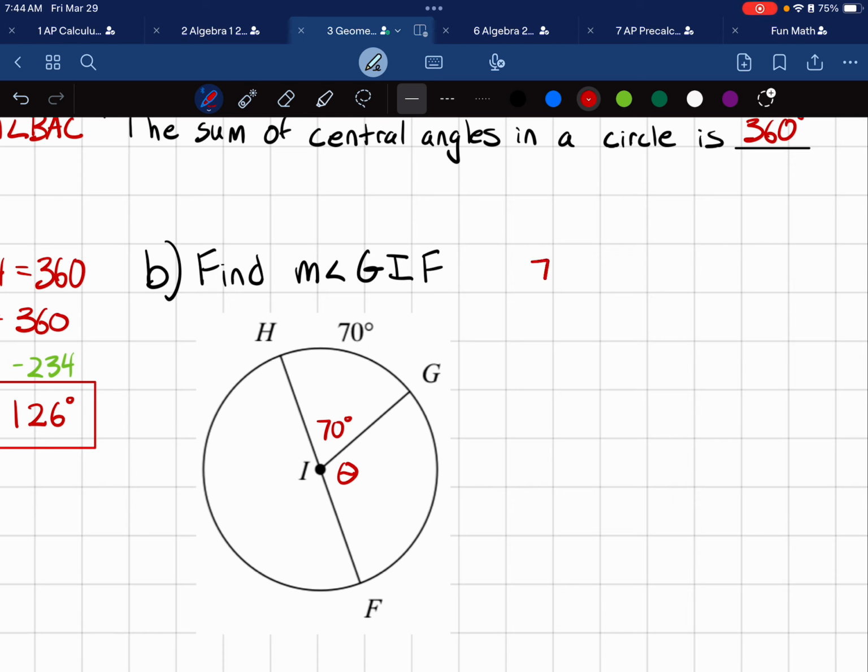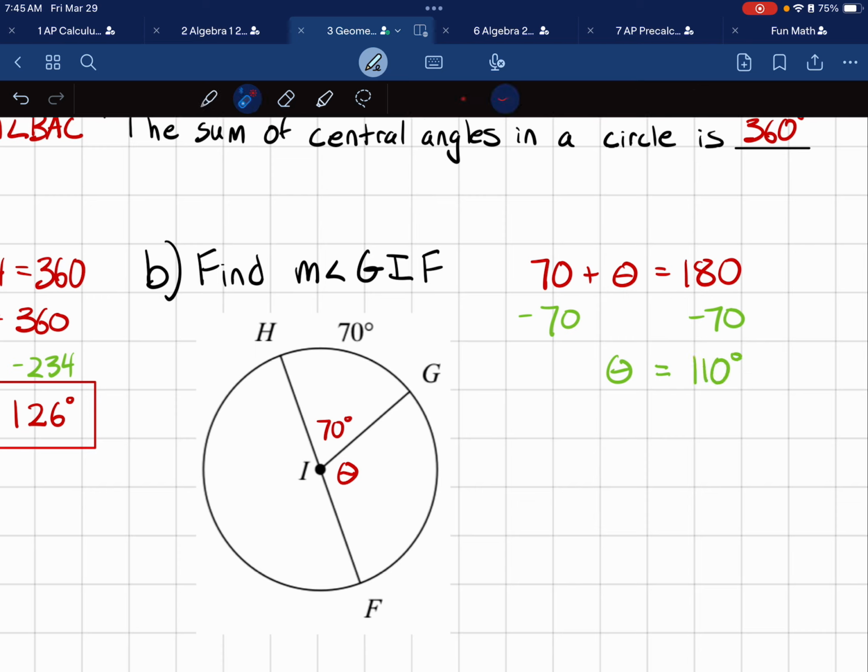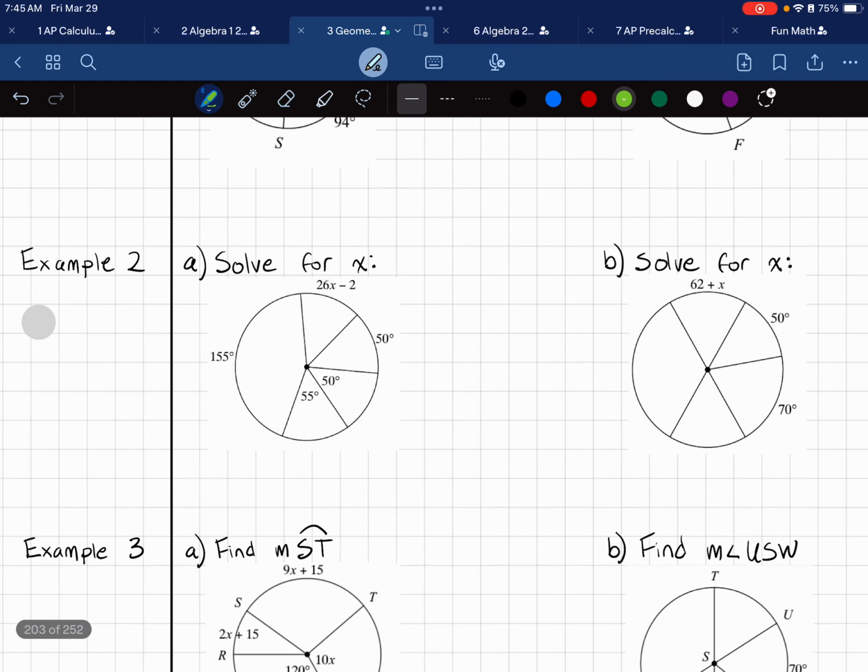I want to say that 70, I don't have to put degrees until the very end, 70 plus my theta that I am trying to find should add up to 180 degrees. And then from there, I just subtract 70, and I'm left with theta is equal to 110. Now it's my final answer, so I'm going to put degrees. And I randomly decided theta, so technically it should be the measure of angle GIF. I'm just going to box the 110 degrees. Excellent. All right, let's try example 2.